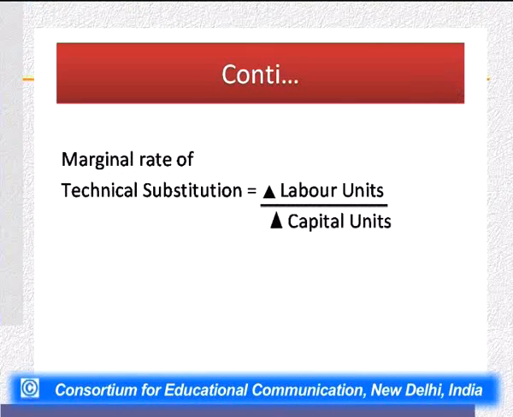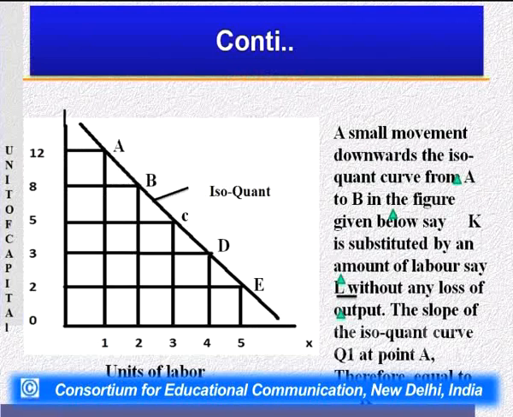So what is the formula of the marginal rate of technical substitution? It is labor units upon capital units. In an isoquant curve, we can see the marginal rate of technical substitution if we draw it over a figure, so we put the same in a figure also. Here you can see a small movement downward along the isoquant curve from A to B. In the figure given below, say K is substituted by an amount of labor without any loss of output; the slope of the isoquant curve Q1 at point A is therefore equal to K.